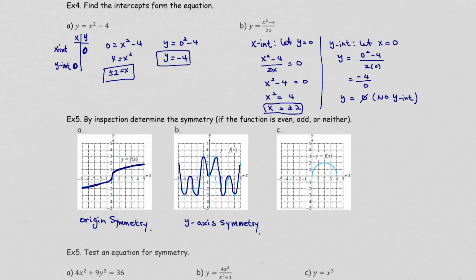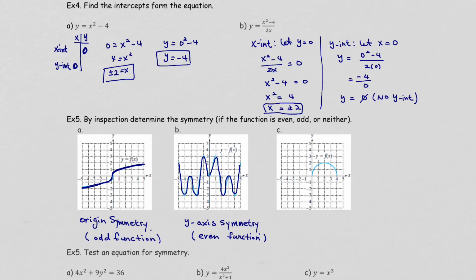And one thing that you need to know about origin symmetry and y-axis symmetry: if it's y-axis symmetry, we will learn even and odd functions later on. Y-axis symmetry is even functions, and origin symmetry becomes odd functions. Again, we're going to talk about this more in the later sections.